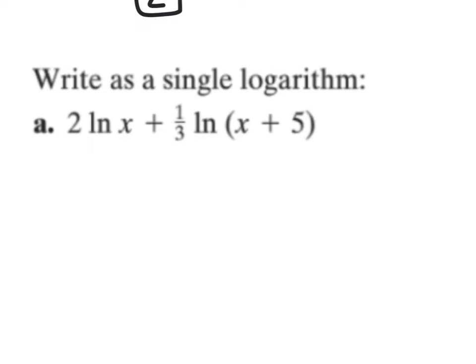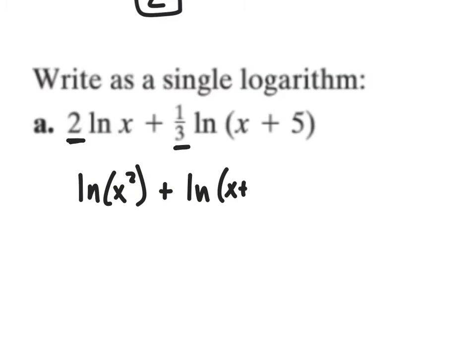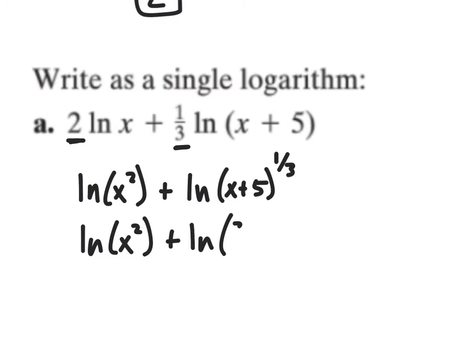Take a look at the next one. Write it as a single logarithm. First thing I'm going to do is do the opposite of the power rule. So I've got my 2 here and my 1/3 here. So I'm going to rewrite this as the natural log of x squared, plus the natural log of x plus 5 to the 1/3 power. Now let's continue that. Let's rewrite that as the cube root. So this is natural log of x squared plus the natural log of the cube root of x plus 5.